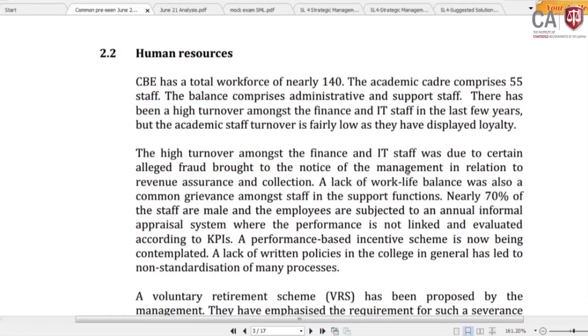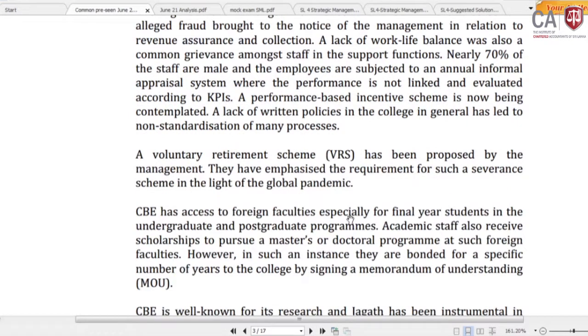Then there is another issue: nearly 70% of the staff are male and the employees are subject to an annual informal appraisal system. That means they do not have a proper performance appraisal system linked with the KPI. Yes, they have mentioned that point. On the other hand, the policies are not written. Lack of written policies is one of the problems in the organization.